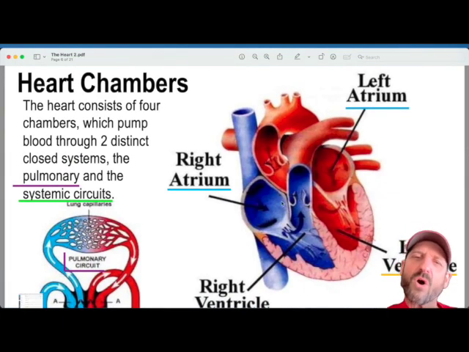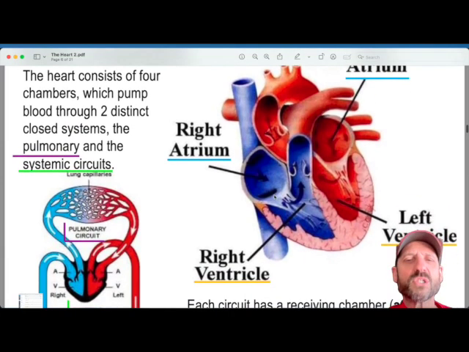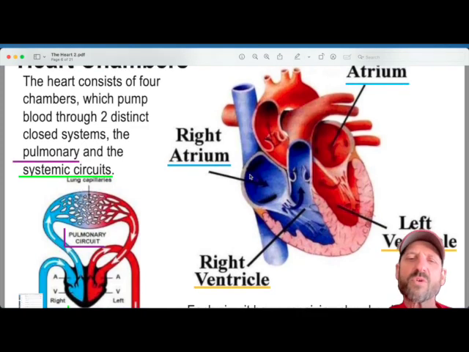You have a right heart and a left heart, and in each side you have a forechamber where the blood comes in from the body, and then it sinks down into a main chamber. They call that the ventricle.